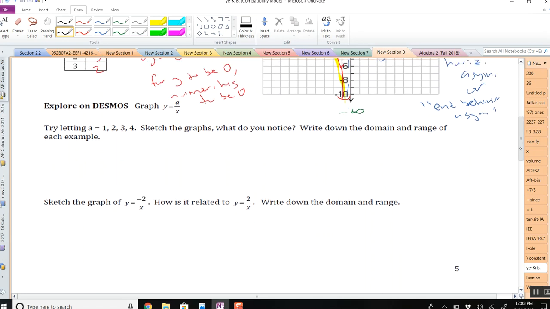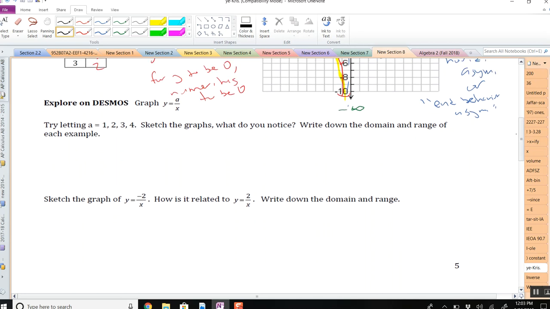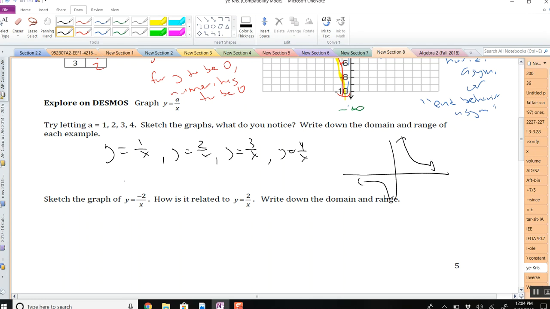So that's kind of what's going on with the exploration here. Well, actually, that's not quite what's going on with the exploration here. But if you do different scenarios like that, or that, or that, all you're really going to notice is that the graph kind of gets stretched. That's really what's happening. The graph gets vertically stretched.